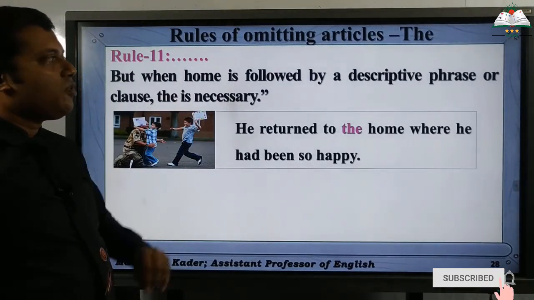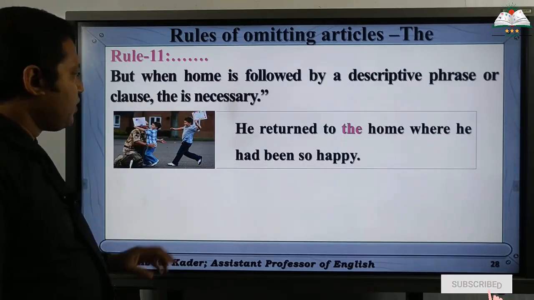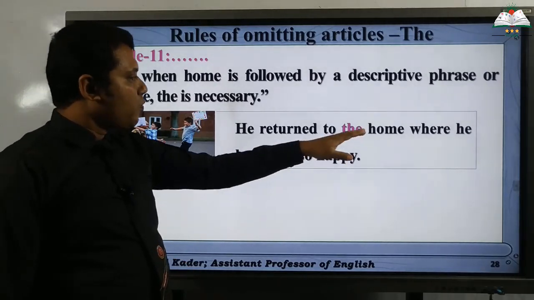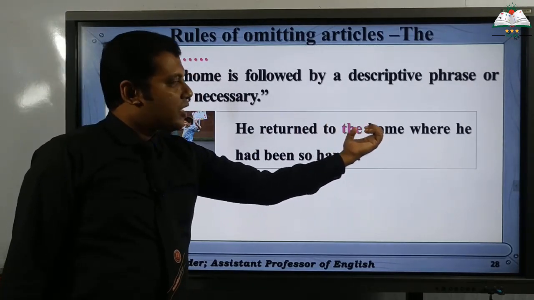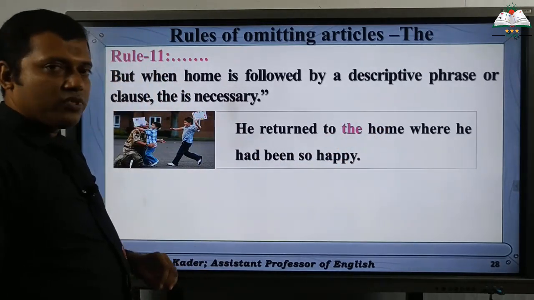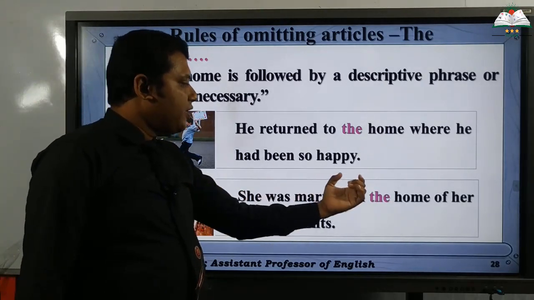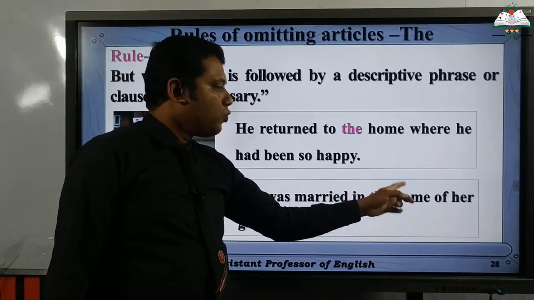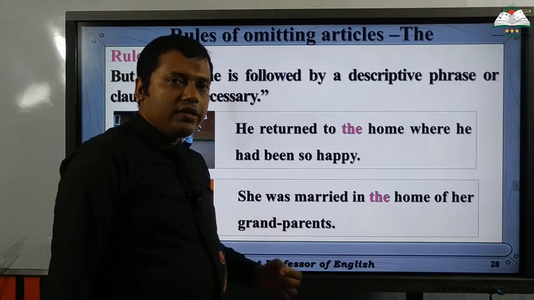But when home is followed by a descriptive phrase or clause, the is necessary. Look at this example. He returned to the home where he had been so happy. See here, where he had been so happy, this is a clause. So this clause is giving more information about the word home. So that's why you can use the before home here. Now look at another example. She was married in the home of her grandparents. So in the home, yes, in the home. Which home? Of her grandparents. Of her grandparents is the phrase here. So you can use the here.